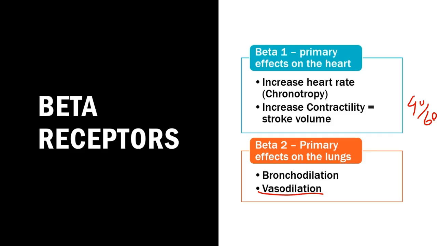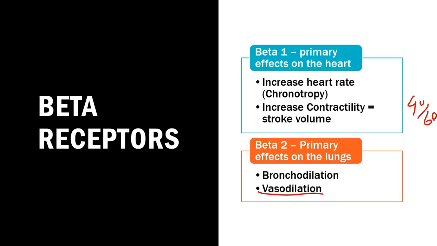You might want to preload them with some Levophed or some fluids, because we know with that vasodilation, with that SVR decrease, there stands a chance of that blood pressure dropping. May not be a ton, but it is something to look out for and be aware of. So those are our two primary receptors.